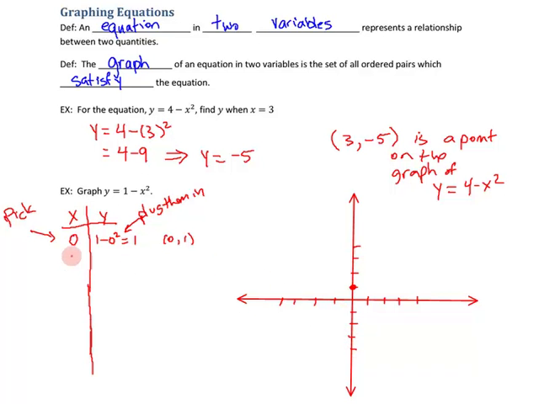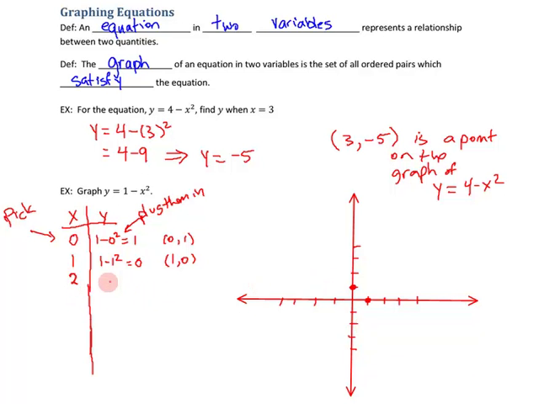Okay? What if I plugged in 1? That's 1 minus 1 squared, which gives me 1 minus 1, or 0. So 1, 0. X is 1, y is 0 is another point on my curve. All I'm doing is plotting points. Now, if all I do is plot 2 points, that's not enough to tell me basically what's going on here. I mean, it could be a line like this, it could be a curve, it could be a circle. Who knows what this is going to be? So we need to keep going.